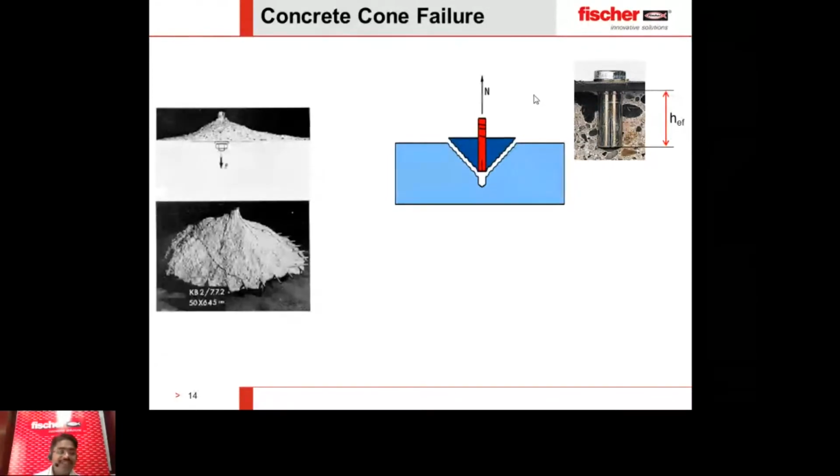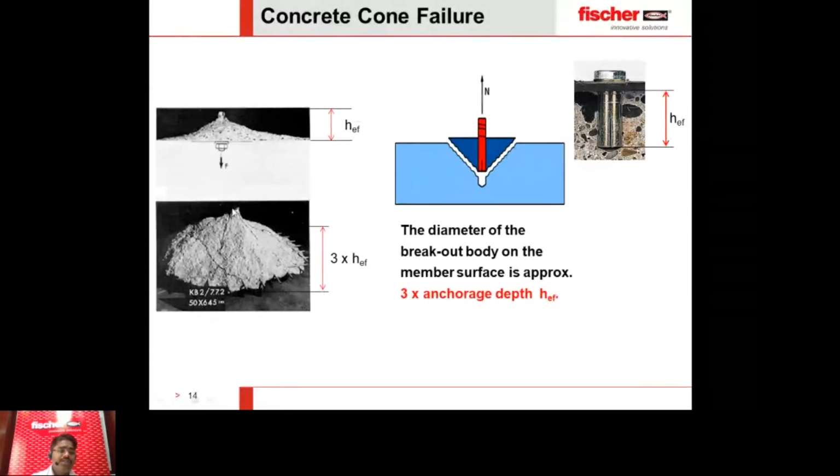You see, this is a real picture of a concrete cone failure, how it looks. Basically, this is the embedment depth, from the surface of the concrete to the end of the anchor. It's the effective embedment depth. And the concrete surface making the cone, the cone surface, is 3 times the embedment depth. So if you have an embedment depth of 100 mm, you will have a cone diameter of 300 mm.